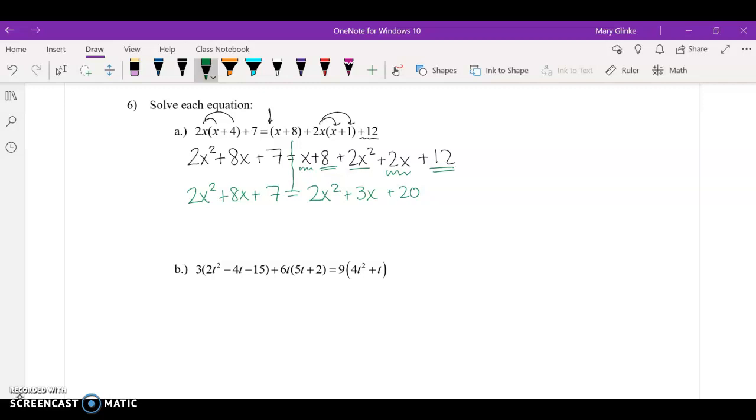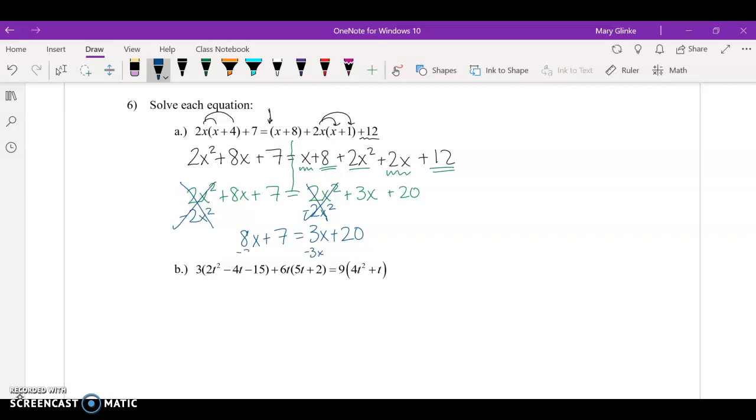So now normally what we would do is get all of the variables on one side. So I'm going to go ahead and subtract my x squared to the other side. Now when I do that, it cancels out on the right-hand side, but interestingly enough, it also cancels out on the left-hand side. And that's good because we don't know how to solve an x squared as of right now. So instead we have 8x plus 7 equals 3x plus 20.